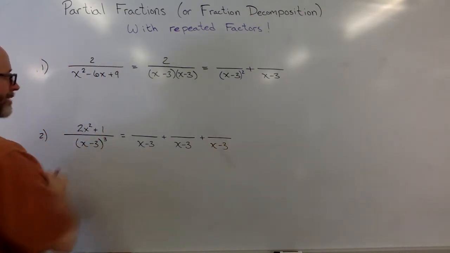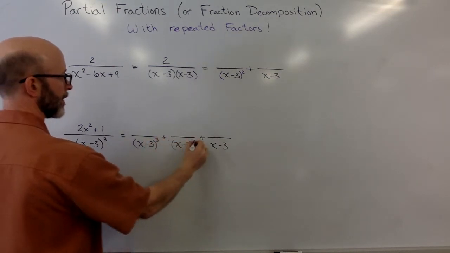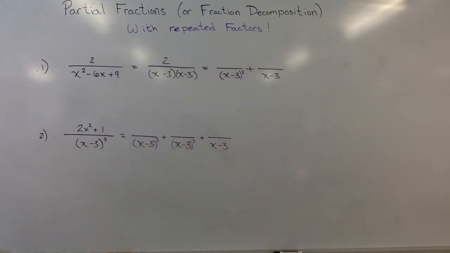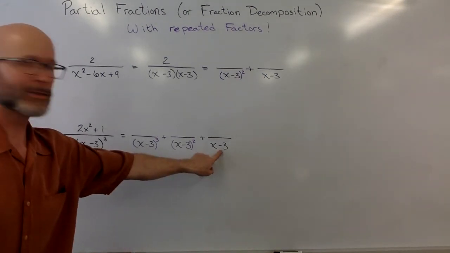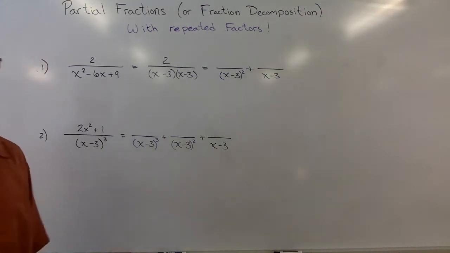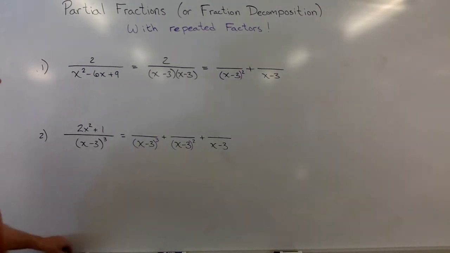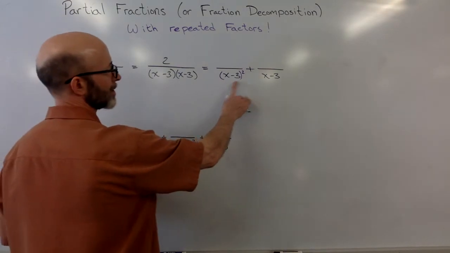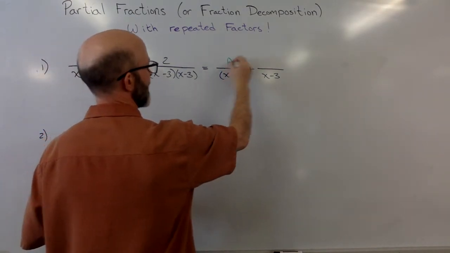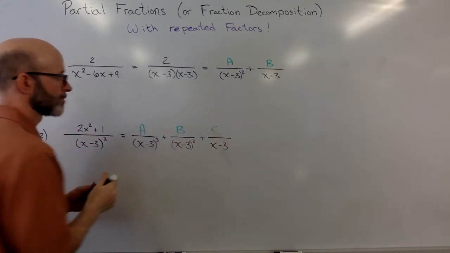Well, with repeated factors, if this is to the third power, I'm going to have one fraction that's to the first, 1 to the second, and 1 to the third. That's what we do. So that's the slight twist whenever you have a repeated factor in the denominator. Let's finish this up. Next step is to write out something. These are both linear here, so I'm going to write A and B. And down here, since I have 3 of them, I'll use A, B, and C.